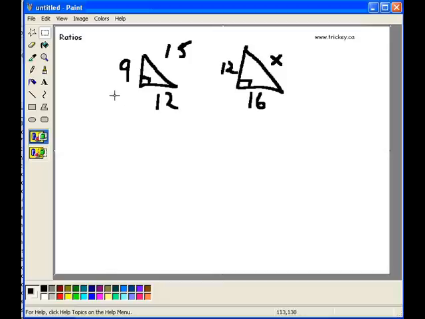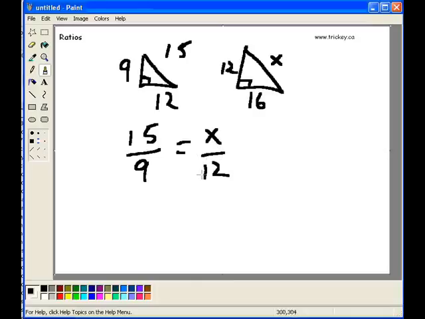I had 15 over 9 equaled x over 12. I need to get rid of divided by 12, multiply by 12, whatever I do to one side, I do to the other. These two, times 12 and divided by 12, cancel out because they're exact opposites, leaving me with an x on that side of the formula. The right side of my formula is now solved.